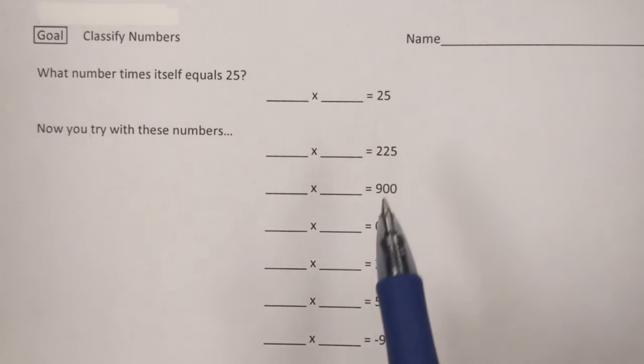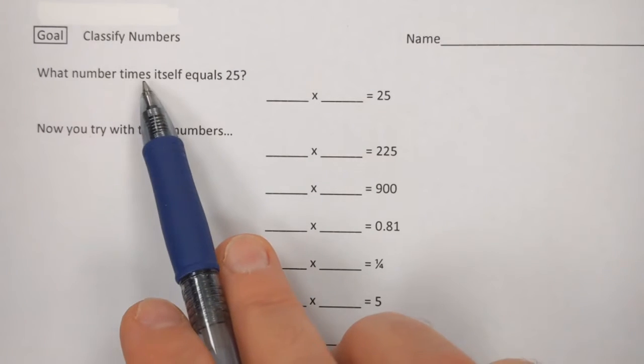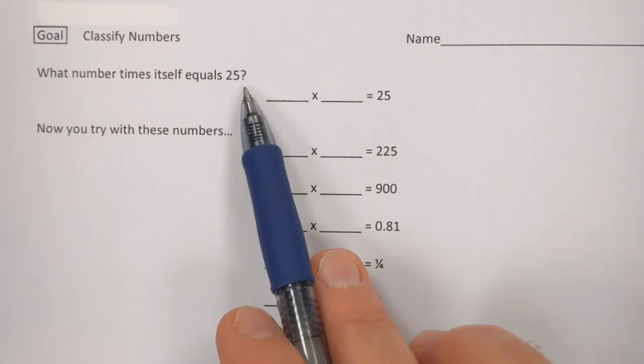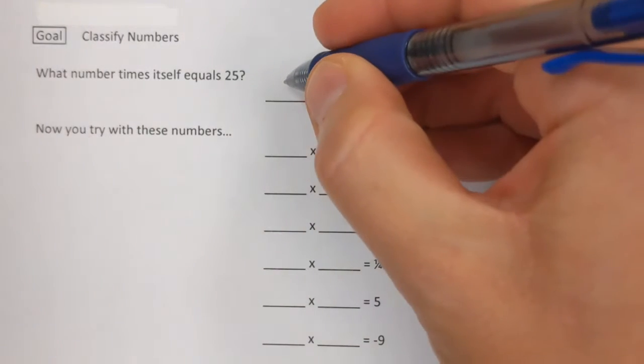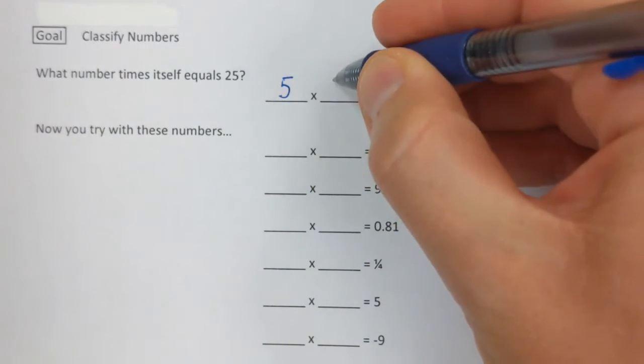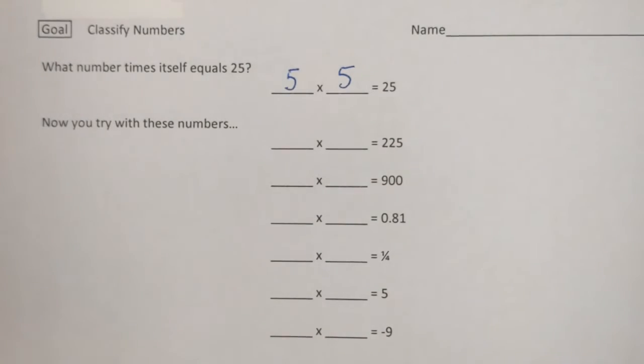All right, we're going to start off this new lesson today, this new unit, with a super simple question. What number times itself equals 25? Well, I hope you're able to just jump on that question. I hope you already know the answer. It's 5. If we do 5 times itself, that gives us 25.